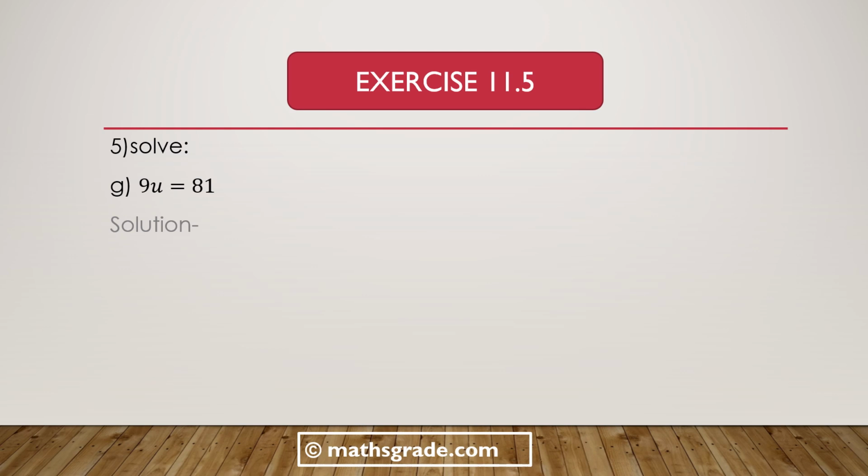Now G. 9u equal to 81. This is the equation given and we have to find the solution of the given equation, and we have to find the value of the variable u. 9u is on the left hand side and 81 is on the right hand side. Because 9 is multiplied with u on the left hand side, we know multiplication is the reverse operation of division and division is the reverse operation of multiplication. Both multiplication and division are reverse operations.